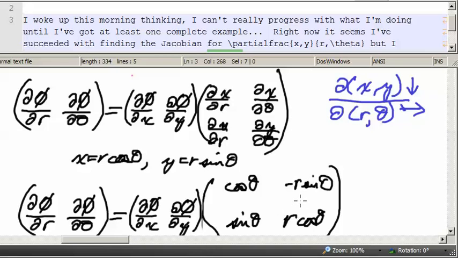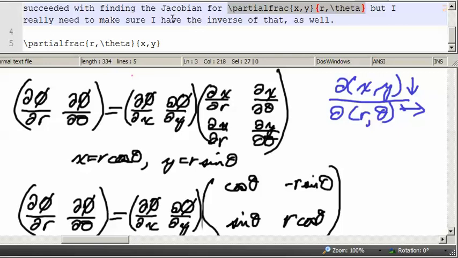Good morning. I woke up this morning thinking I can't really progress with what I'm doing until I've got at least one complete example. Right now, it seems that I've succeeded in finding the Jacobian right here, del x, del r, del x, del theta, del y, del r, del y, del theta, for partial x, y over r, theta, but I really need to make sure we have the inverse for that as well, which would be del r, theta over del x, y.